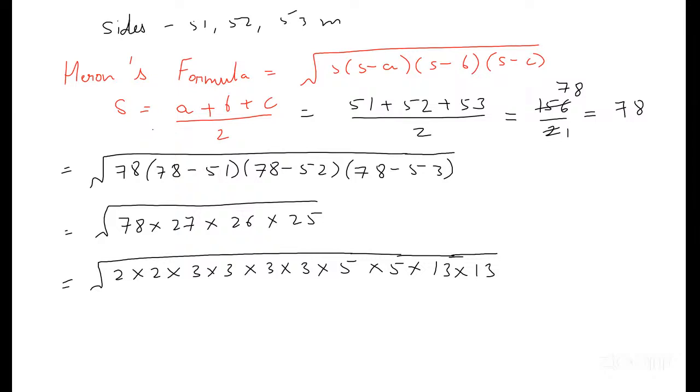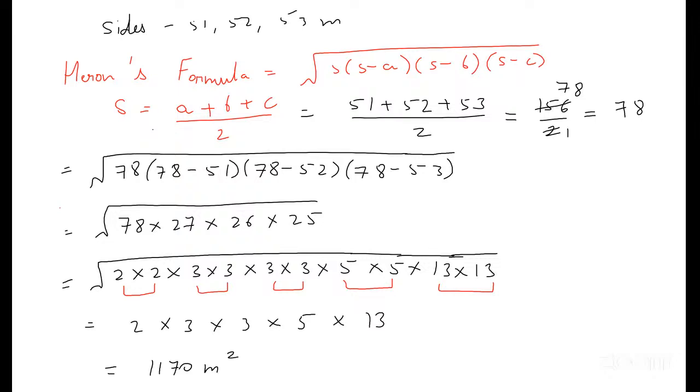Okay. So we make pairs. 1170. So we will make pairs of all the factors and take one out. So it becomes 2 into 3 into 3 into 5 into 13. Okay. And multiply them. We will get 117 meter square. Okay. Zara, is it clear?